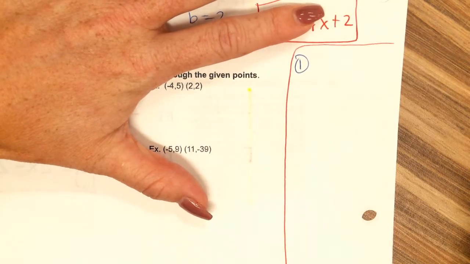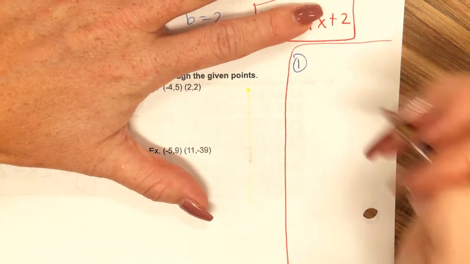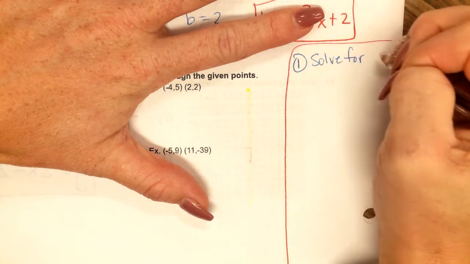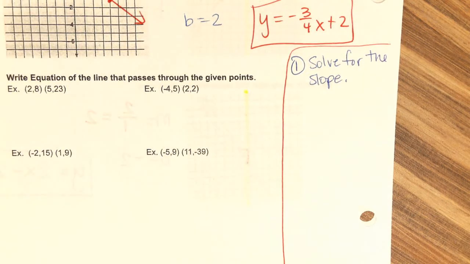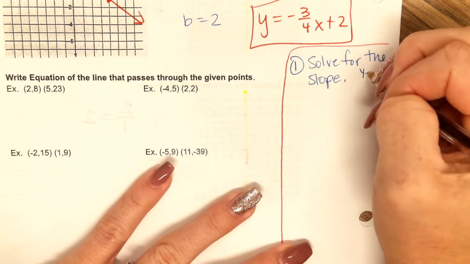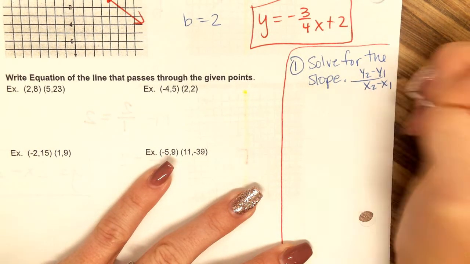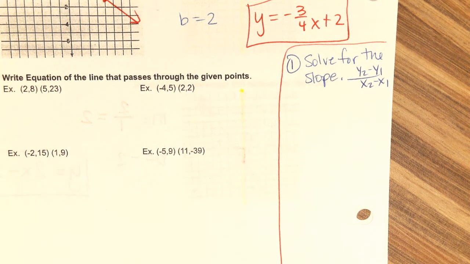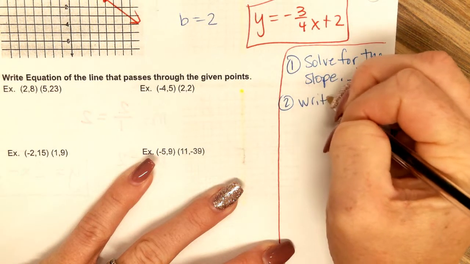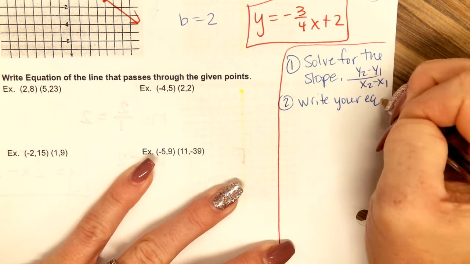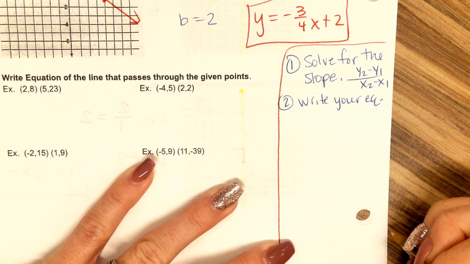Step 1, to write an equation given 2 points, you're going to solve for the slope using the slope formula. That is y2 minus y1 over x2 minus x1. Step 2, you're going to write your equation in y equals mx plus b form.